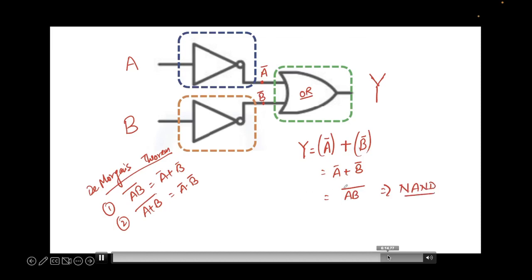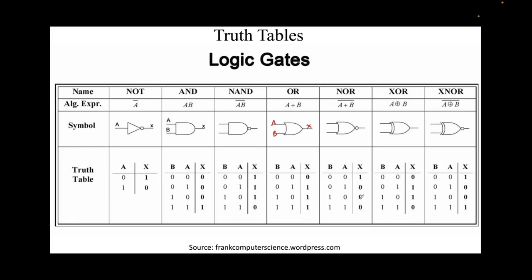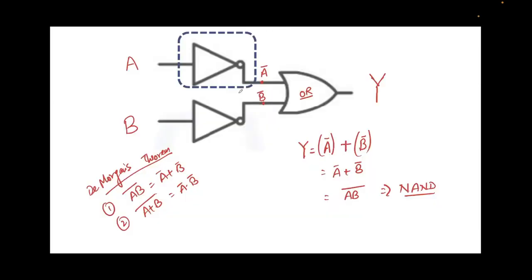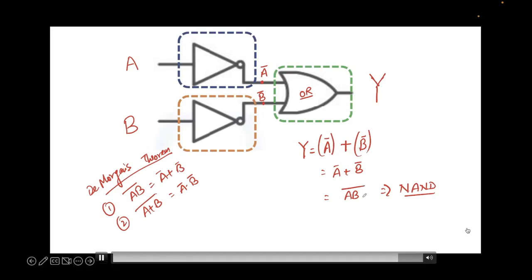So note that the expression we came about is AB whole bar. If you go back to our previous slide, this is A, this is B, this is the output X. We know that the output X can be written as AB whole bar, and this is the expression for a NAND gate. And we have obtained that for this circuit the output is AB whole bar.